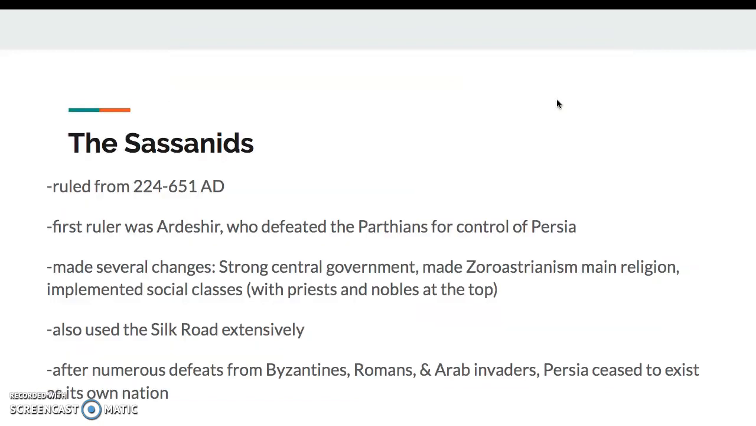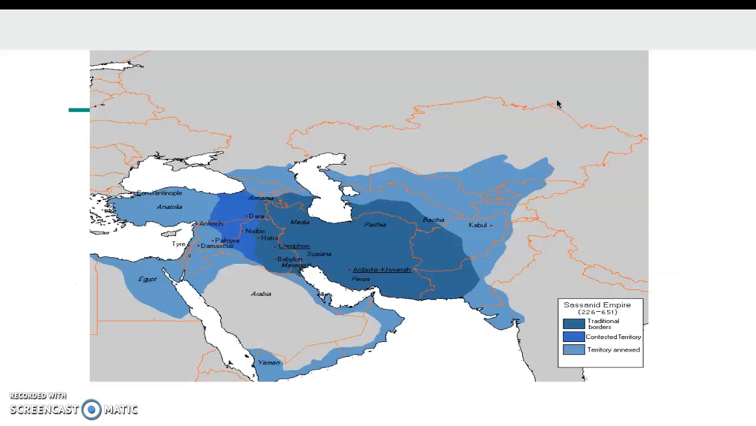The Sassanids are going to be the last of the major empires of Persia, and they're going to rule from 224 to 651 AD. Their first ruler was Ardashir, who defeated the Parthians for control of Persia. They made several changes: strong central government, made Zoroastrianism the main religion, implemented a stricter social class system with priests and nobles at the top. They also traded on the Silk Road extensively, but after numerous defeats from the Byzantines, the Romans, and Arab invaders, Persia ceased to exist as its own organized nation.